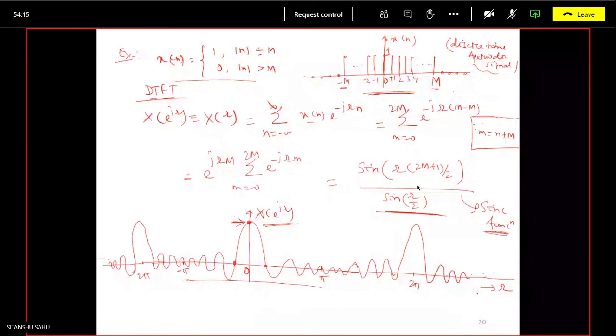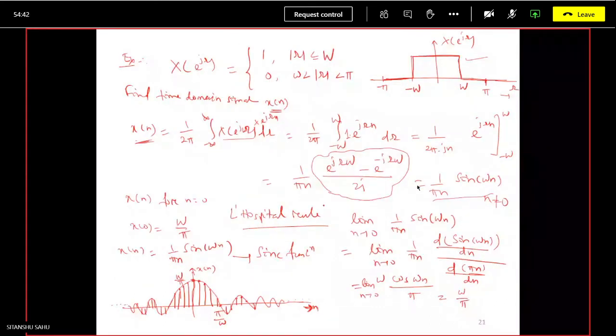Most importantly, remember that the time domain signal is a rectangular discrete time function, and in its frequency domain we get a sinc function. And the same thing here: the time domain is a sinc function, but its frequency domain is a rectangular function. Do you observe it? They are like inverses.